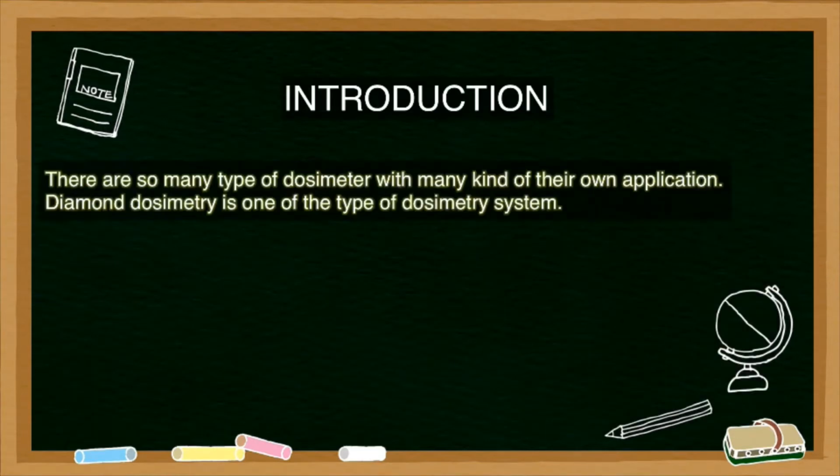There are many dosimeters with many kinds of applications. Examples are ionization chamber, gel dosimetry, TLD, and film dosimetry. These dosimeters are useful for the treatment, where they can increase the accuracy and precision, give small dose and dose rate dependence, and have high spatial resolution. In this topic, we will focus on the diamond dosimeter.